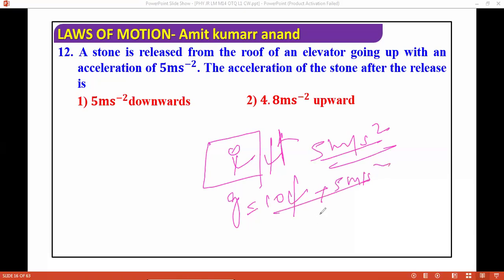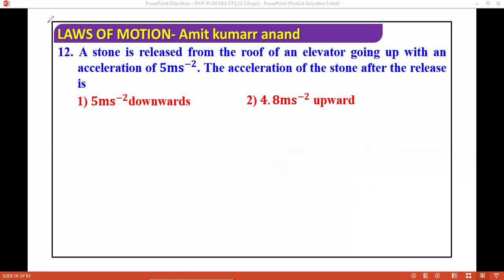So you add it, so it will come 10 plus 5, 15 meters per second square. Basically, the lift is accelerating in the upward direction. You have to reverse the directions and you can add it. Okay, so it's a concept of pseudo force. You should know it.